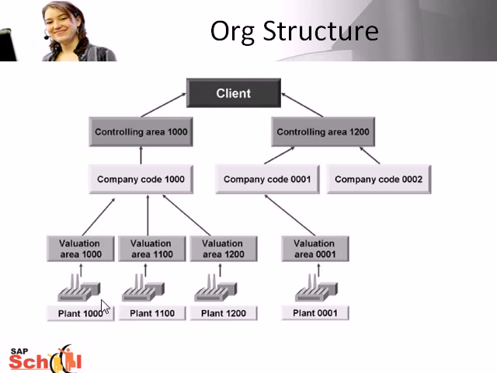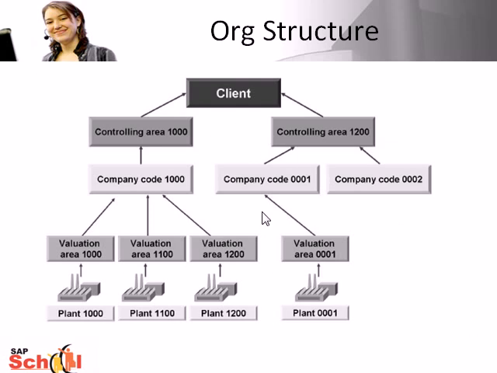What is not shown here in the slides is that a plant can be subdivided into a storage location. The storage location is an org unit that facilitates the differentiation of stocks of materials within a plant. Inventory management on a quantity basis is carried out in the plant at storage location level. The physical inventory is also carried out at this level.